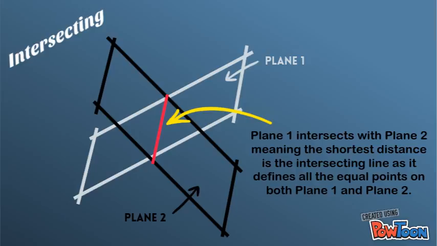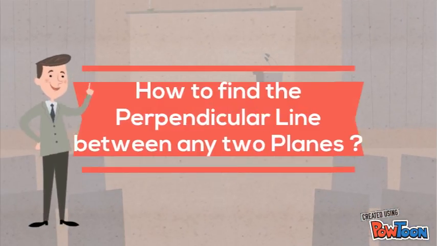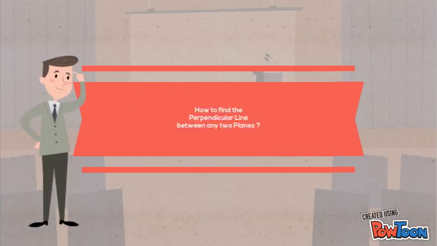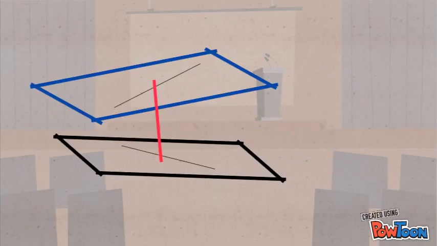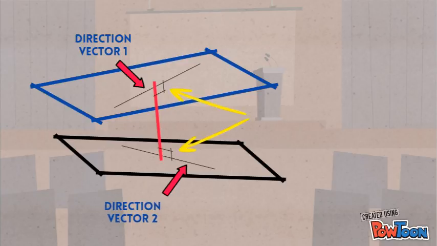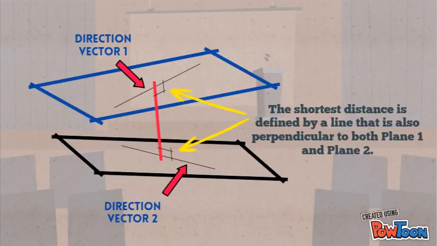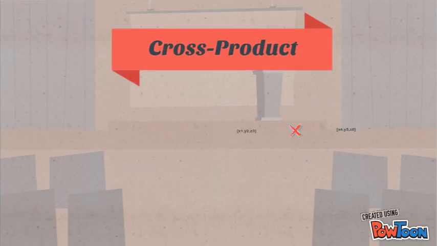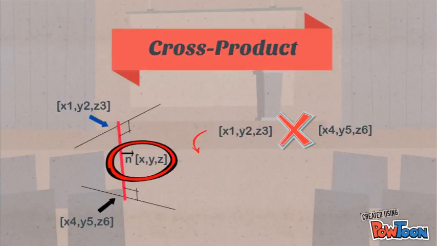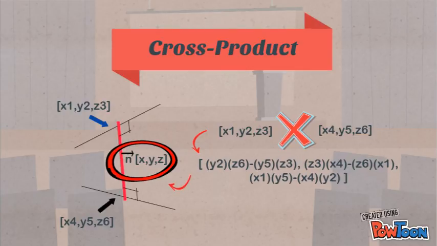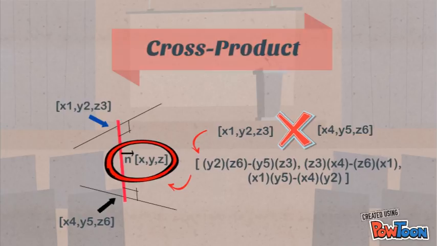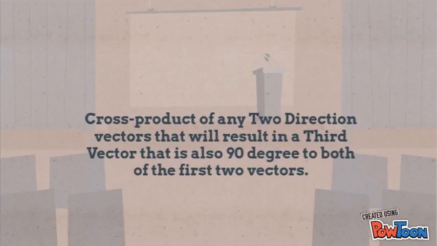So how are we supposed to find the perpendicular line between any two planes? The perpendicular line here only describes where the shortest distance will be, and it has to be 90 degrees to both of the planes. The perpendicular line can be found by the cross product of any two direction vectors that are on both of the planes, as shown in the diagram above.